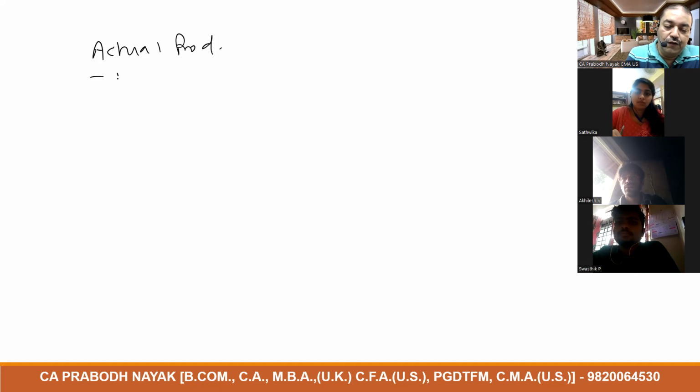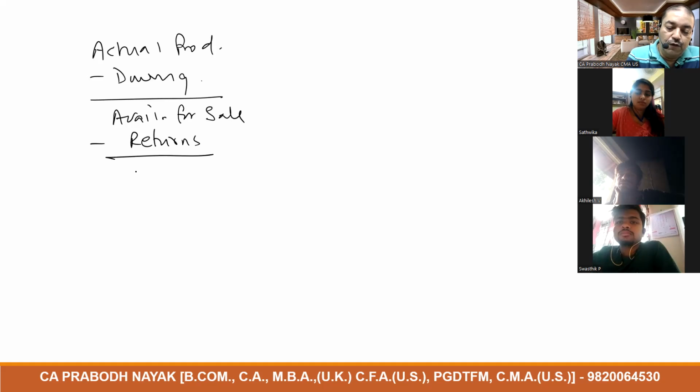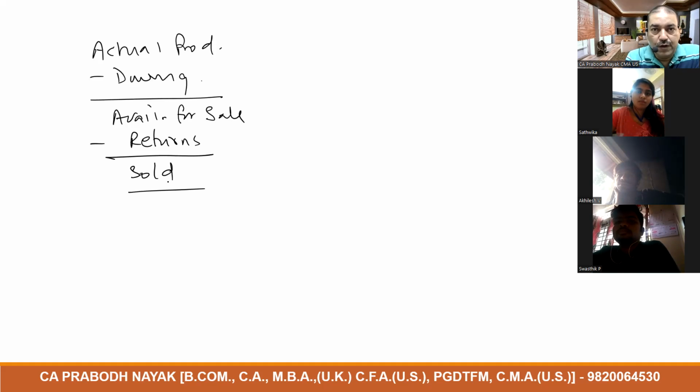Work backwards. How to work backwards? Actual production, minus downgrading will give you available for sale, minus the returns will give you sold. You can do it this way and then rearrange it.